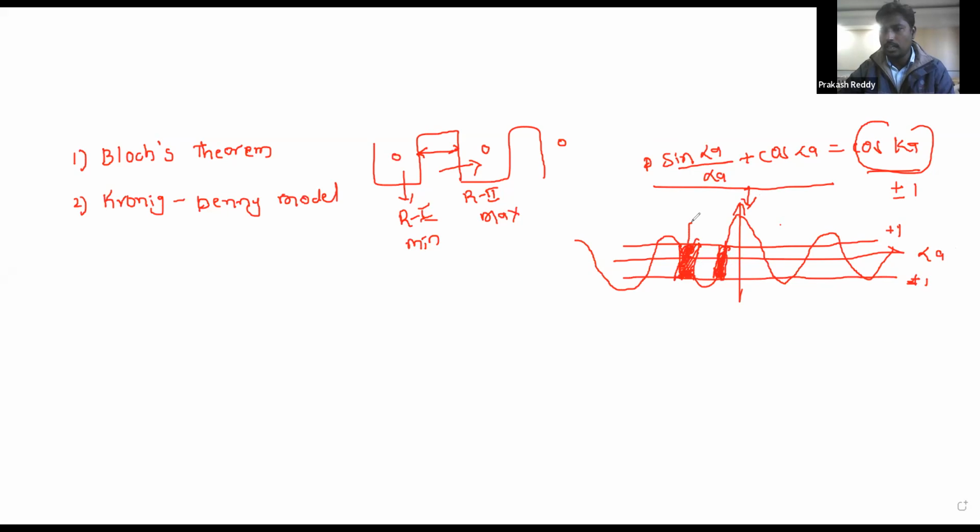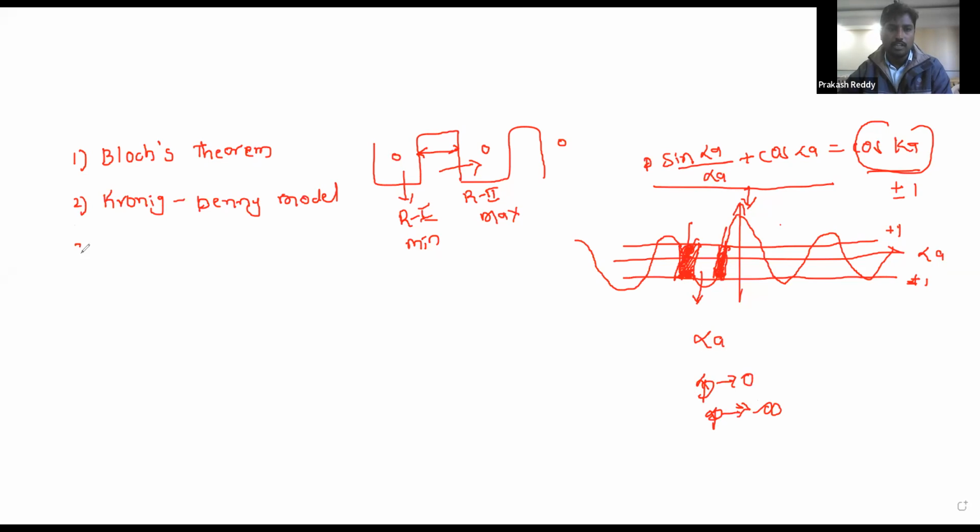So these are the allowed energy bands. Allowed energy bands are separated by forbidden energy regions, and including that we are discussing the conclusions also. What will happen with increasing of alpha a, what will happen when alpha tends to 0, and what will happen when P tends to 0 or P tends to infinity. These are the three conclusions from the Kronig-Penney model. Already we discussed that.